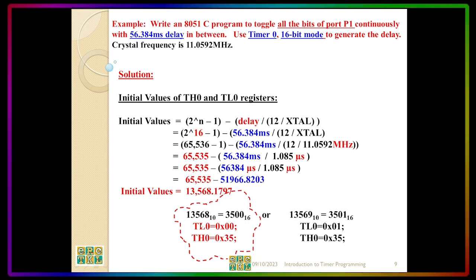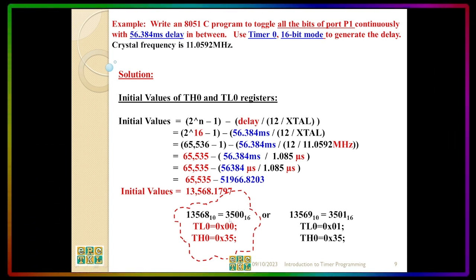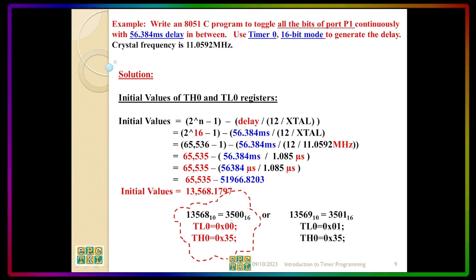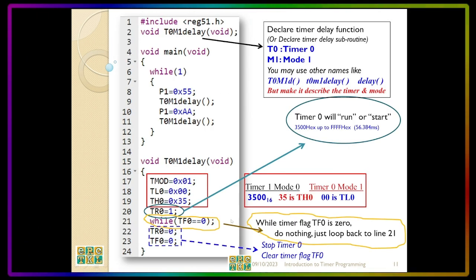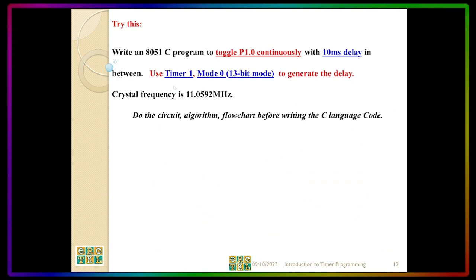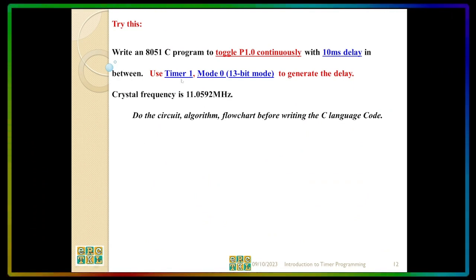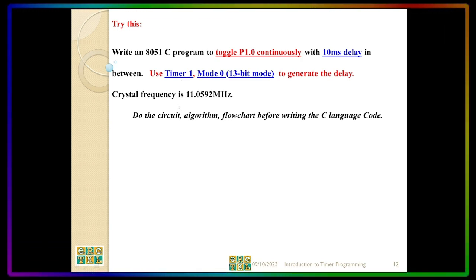Go ahead and calculate the answer here. After you calculate, you have to convert it to hexa. And after converting to hexa, you can choose between rounding down or rounding up the number, and you can get the value of the low byte and the high byte, TL0 and TH0. But here, this is timer 1, therefore, we will not write TH0 or TL0. We will be writing TL1 and TH1 to generate the delay. The crystal frequency is still 11.0592.